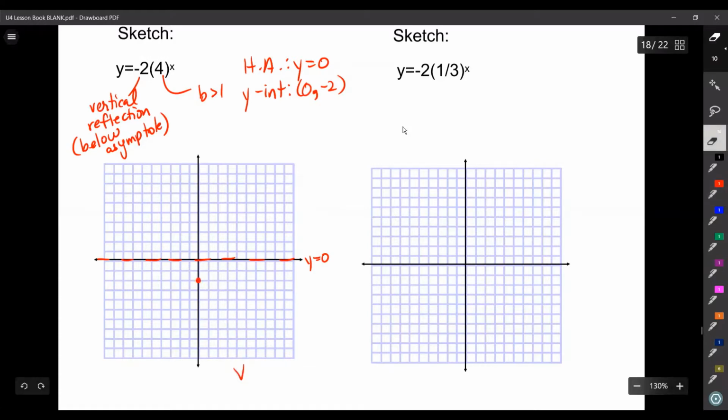Okay, and then always make sure that you're drawing your graph so that it's curving around your horizontal asymptote here, and shouldn't be crossing your horizontal asymptote either.